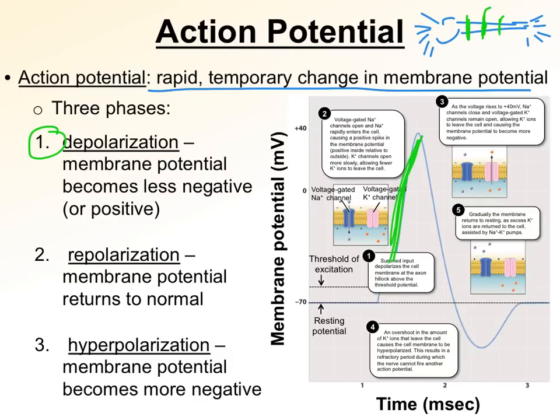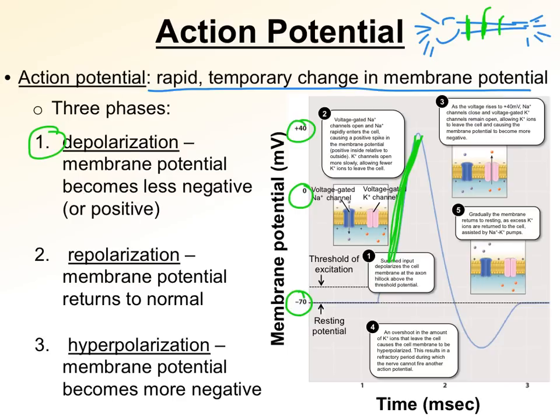The first phase is the depolarization phase, and that's what you see in this part right here. It's increasing in charge, so it's becoming less negative. It's moving from this negative 70 all the way to 0, which is neutral, and then even beyond that to a positive number. So it's becoming less negative and eventually more positive.